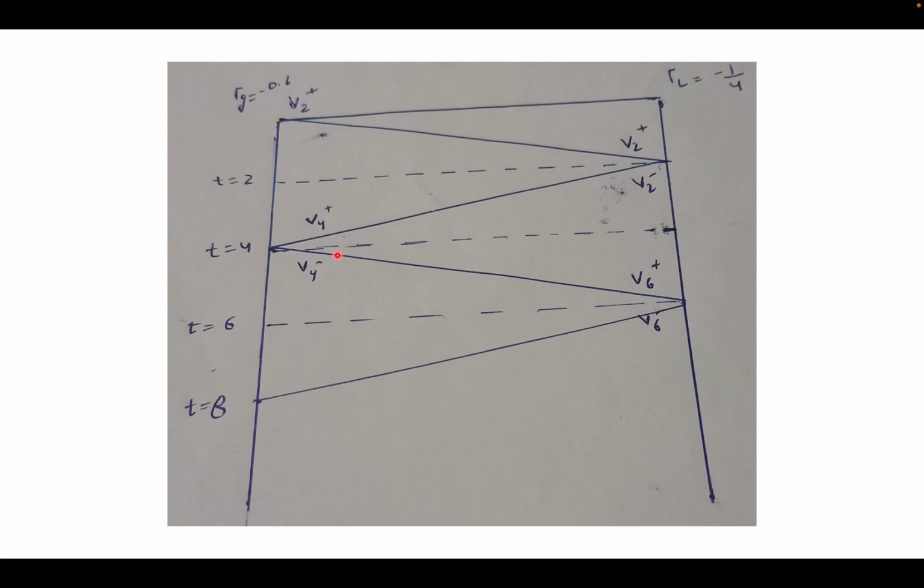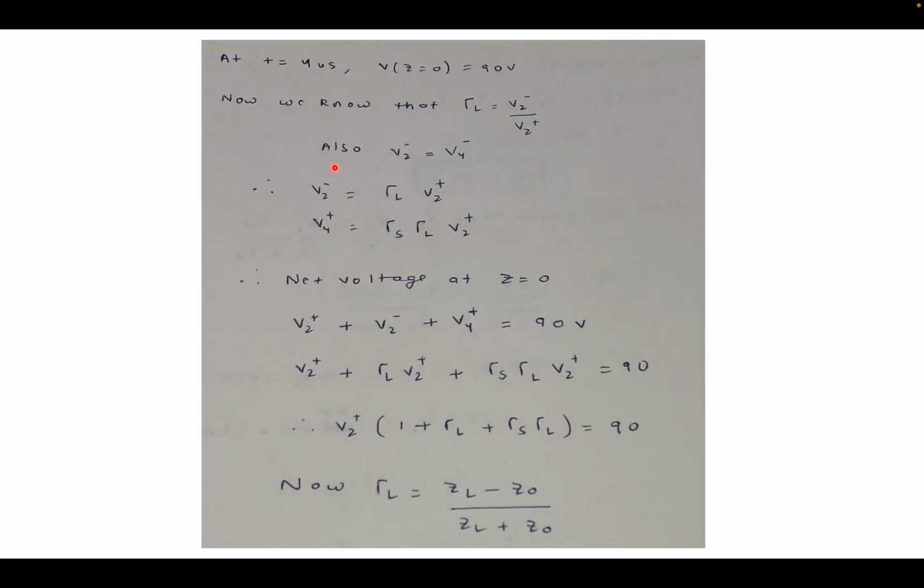So we can write the voltage V2 minus as tau L times V2 plus, which is due to the reflection from the load end. Similarly, the voltage going out from the source end will be tau S times tau L times V2 plus. These are the voltages you know now, and the net voltage at z equal to 0 at t equal to 4 microseconds is 90 volt. So from here you can write the sum as V2 plus.